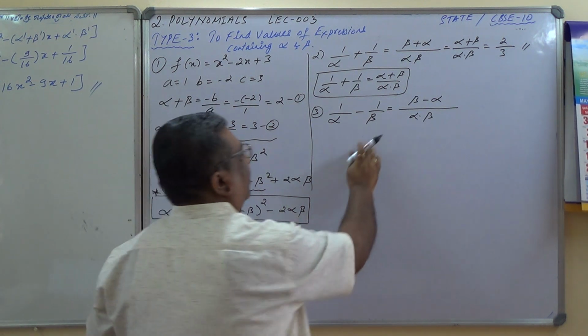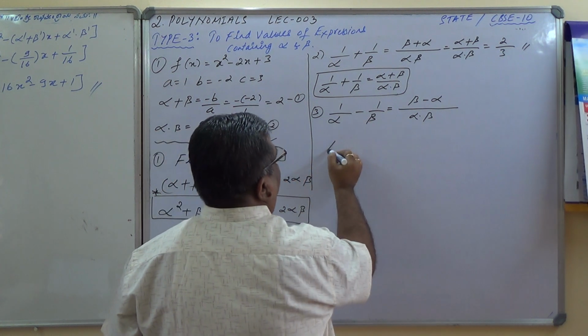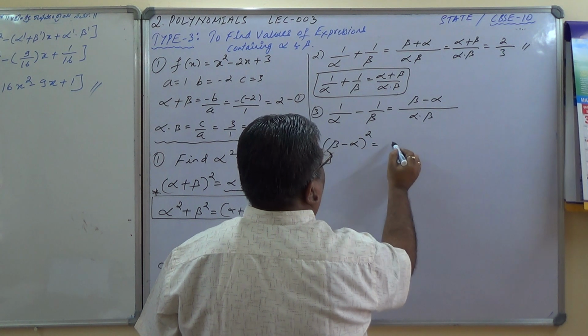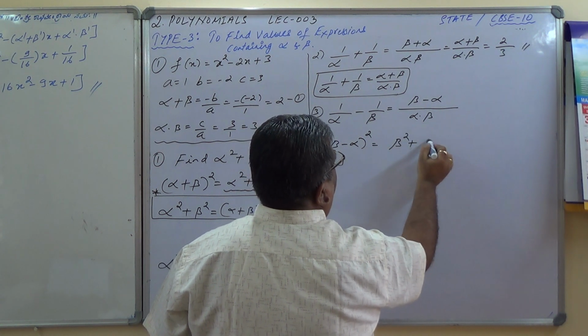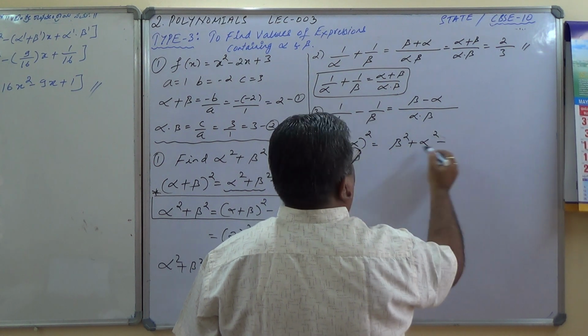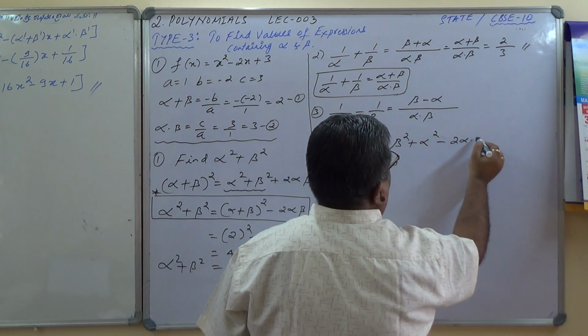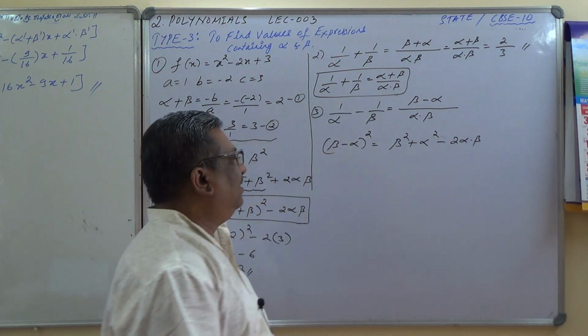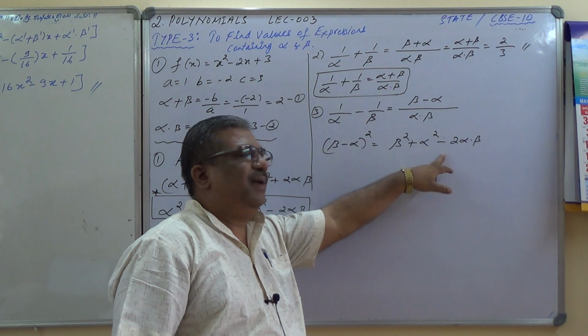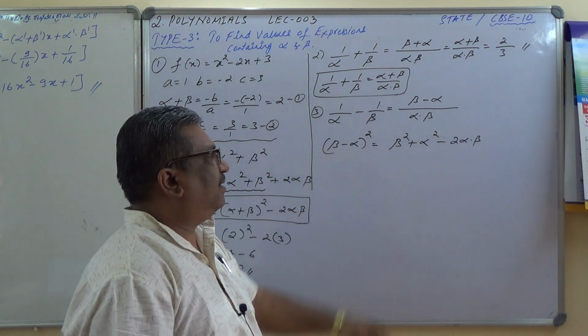See, (beta minus alpha) the whole square equals beta square plus alpha square minus 2 times alpha into beta. Is it correct? (Beta minus alpha) square is beta square plus alpha square minus 2 times alpha into beta, the expansion.